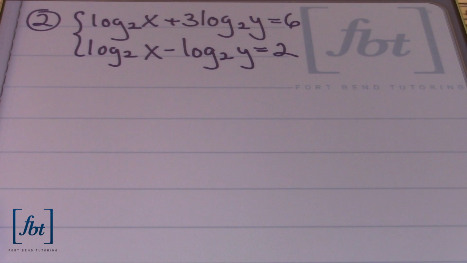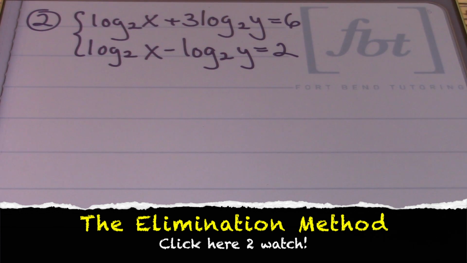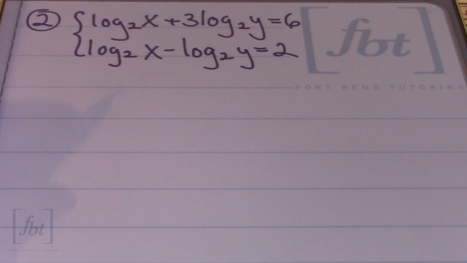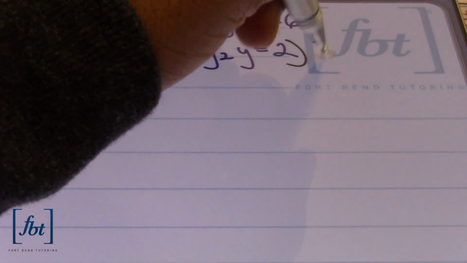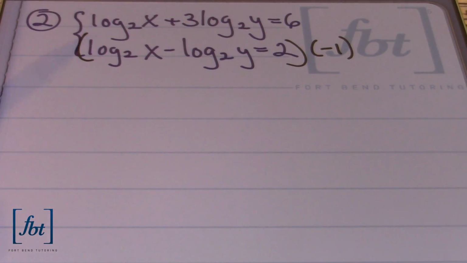Let's move on. Looking at problem number 2, we have the log base 2 of x plus 3 times the log base 2 of y equals 6. And the second equation is log base 2 of x minus the log base 2 of y equals 2. Well, what I'm noticing right off the bat is that we have the ability to use the elimination method in this problem because the first terms in both equations are identical. So why don't we multiply the second equation by negative 1 in order to eliminate the terms that have the variable x? Yeah, that's the way I'm going to tackle this one.